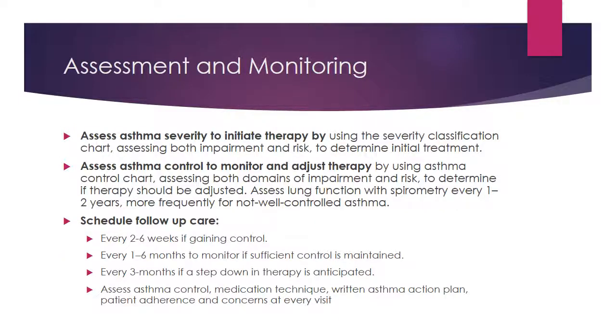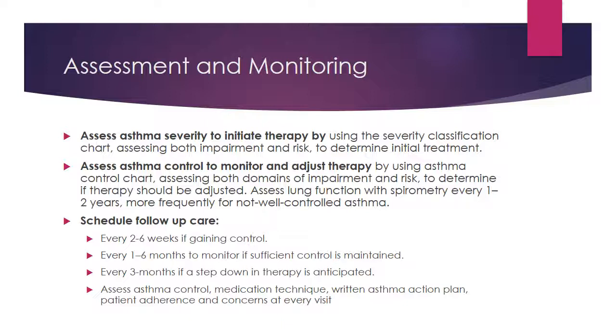Assessment and monitoring. Assess asthma severity to initiate therapy by using the severity classification chart, assessing both impairment and risk to determine initial treatment. Assess asthma control to monitor and adjust therapy by using the asthma control chart, assessing both domains of impairment and risk to determine if therapy should be adjusted.